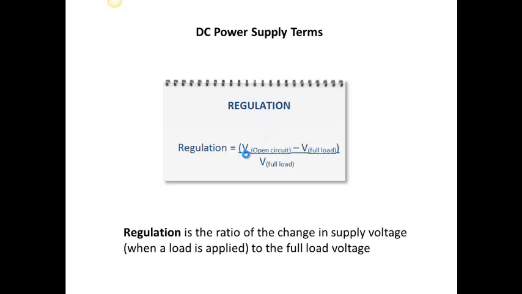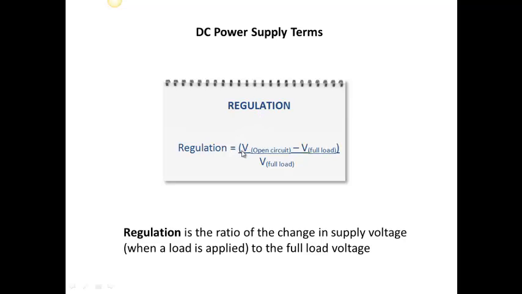When a transformer is loaded, the voltage will go down, so it can deliver more voltage with a lower load. If we load the transformer, that voltage goes down. And regulation is a measurement of how much voltage we lose.